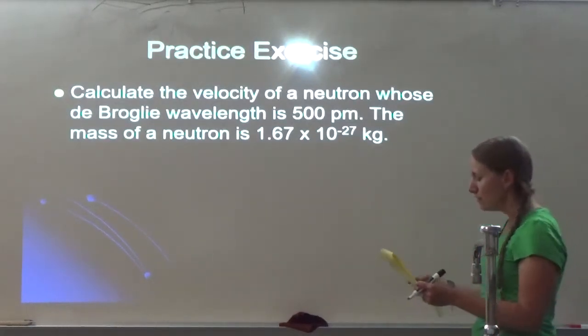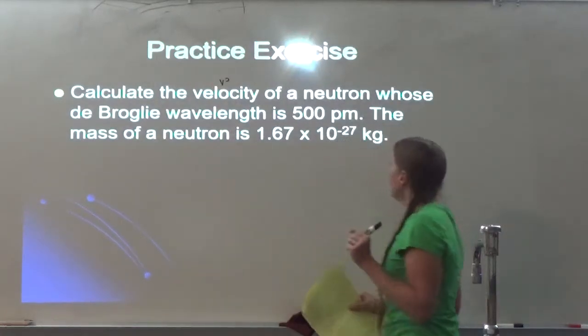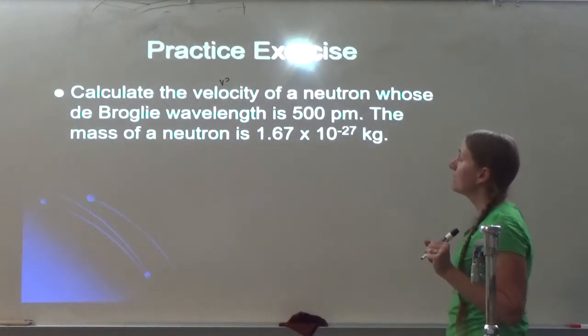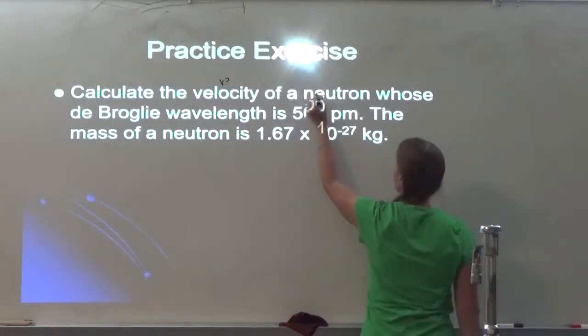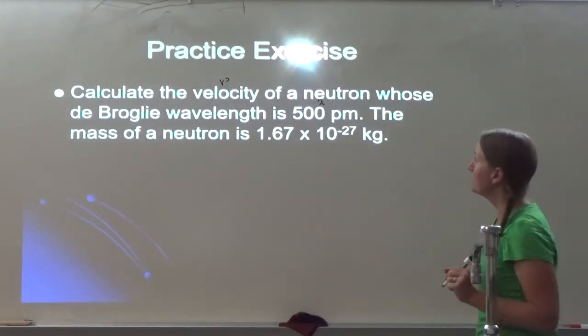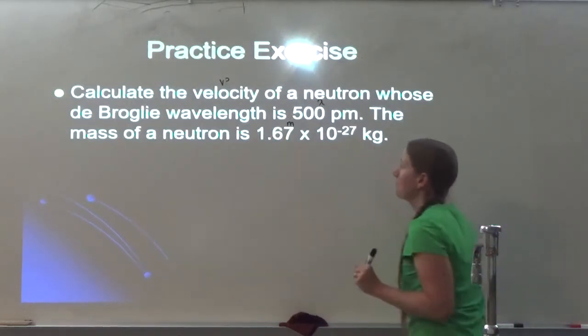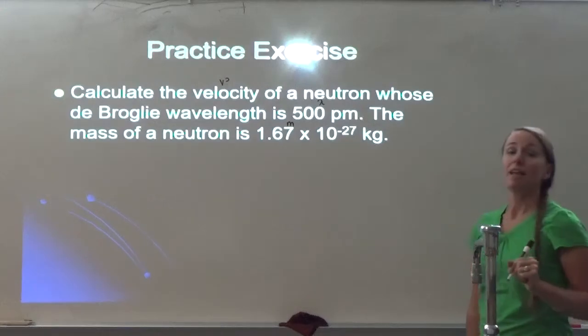So it says calculate the velocity, so this time I'm looking for a v, of a neutron whose de Broglie wavelength is 500 picometers. So here's my wavelength. The mass of a neutron is 1.67 times 10 to the negative 27 kilograms. So here is my mass. All right, got a lot of things happening here.